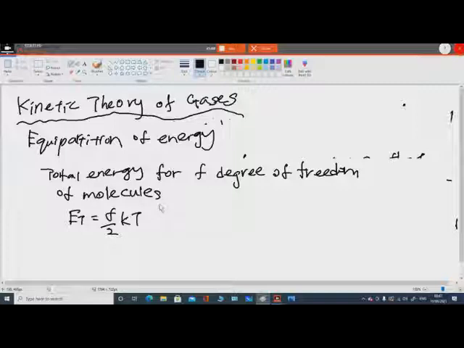This is for a molecule, so this means one molecule. This is the total energy for only one molecule. So this total energy we observe from this formula: the energy depends on the degrees of freedom and the temperature.